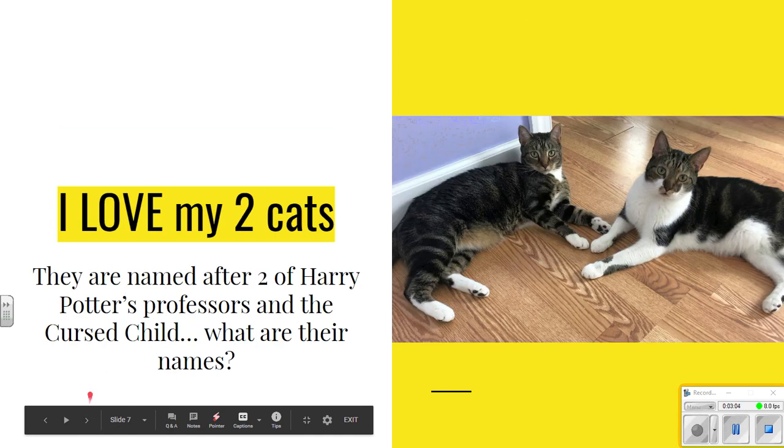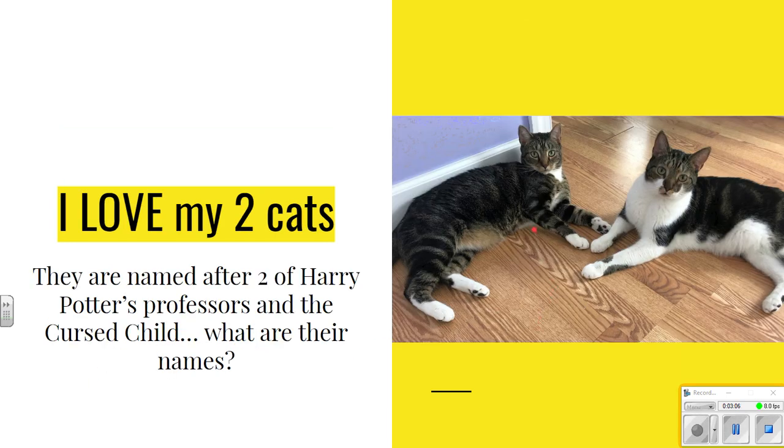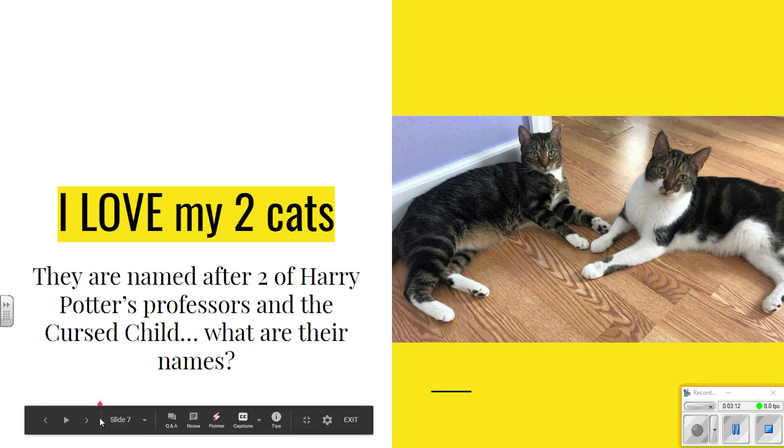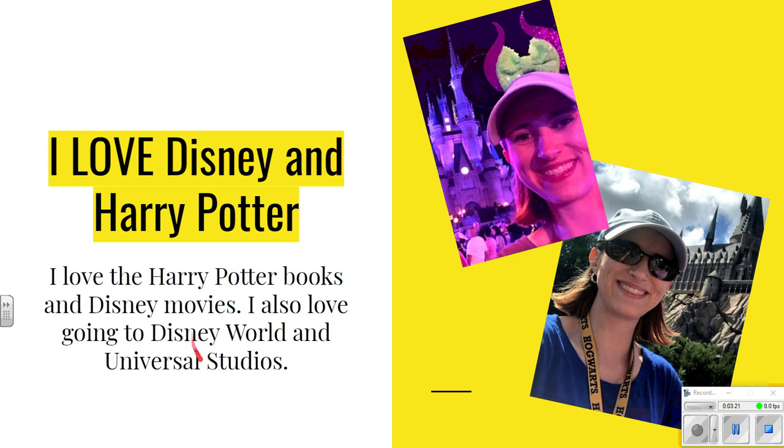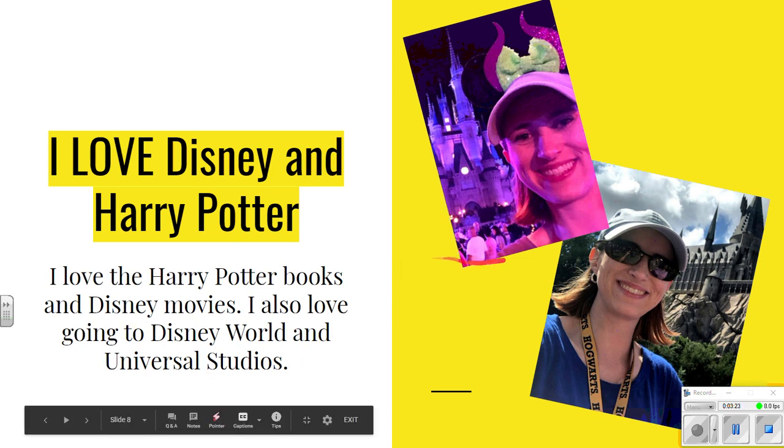I have 2 cats. I love them very much, and they are named after 2 Harry Potter professors from The Cursed Child. So I'll let you all figure out what their names are. And I already told you I'm a Harry Potter fan. I love reading the Harry Potter books, and I love watching Disney movies. I've also had the opportunity to travel to Disney World and to Universal Studios to see the Wizarding World of Harry Potter there. I enjoy traveling and getting chances to do stuff like that.